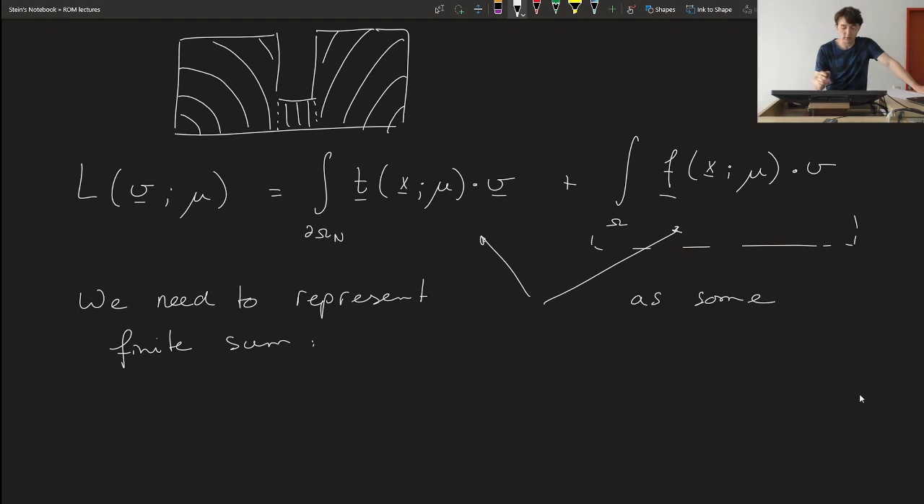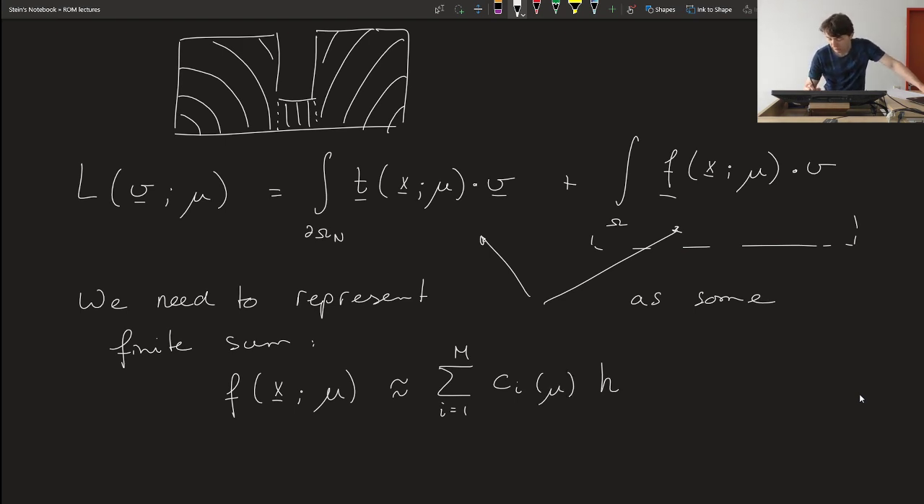So I'm going to, instead of splitting directly the linear form, split this function f into different components. Yeah, so I'm going to take the function f, which is parameter and space dependent, and I'm going to approximate this as a sum until n of coefficients which are parameter dependent times new functions which are just spatially dependent.